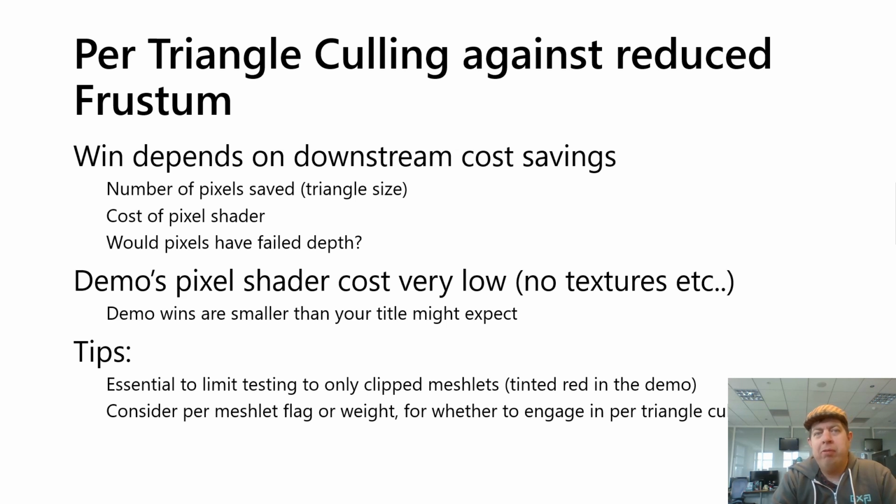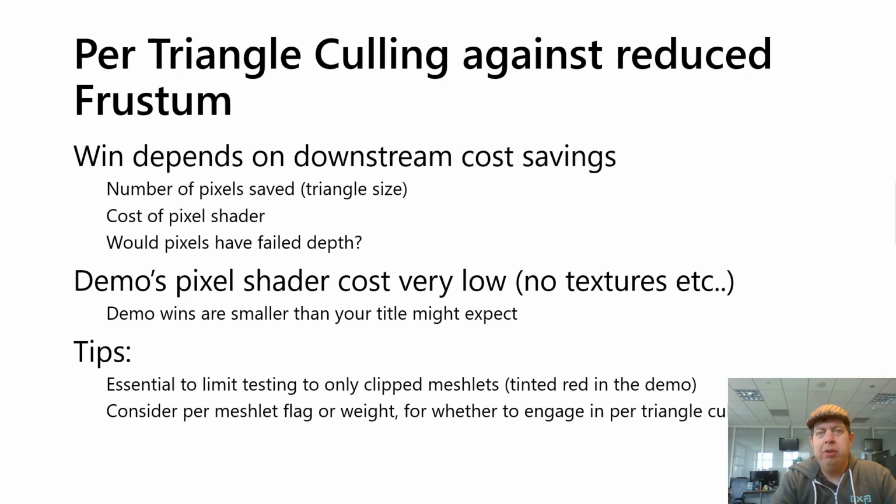So in my particular demo, you will notice that the pixel shader is extremely simple. I don't read multiple textures. I don't in fact read any textures. I'm only writing out to one render target, so not 4 or 5 G buffers or whatever. So the pixel shader is very, very cheap. You should expect bigger wins from this.